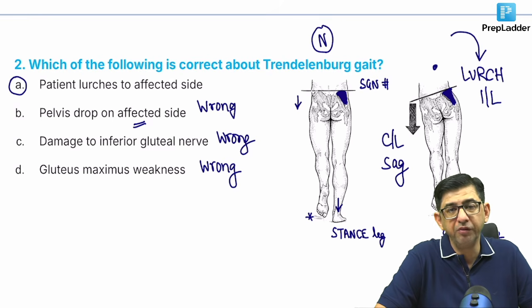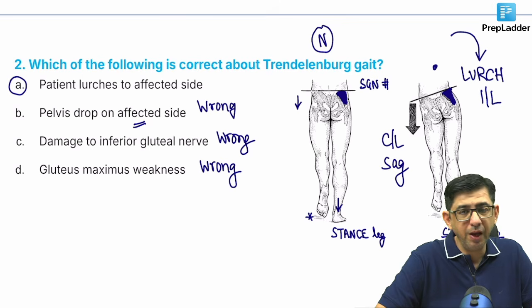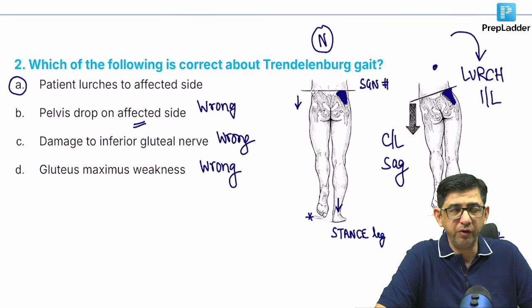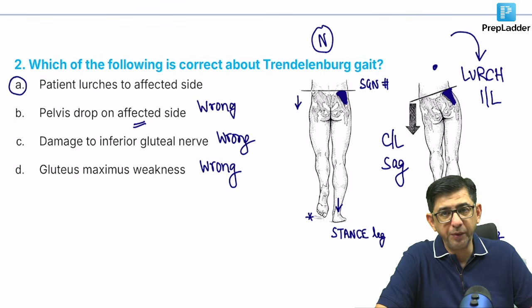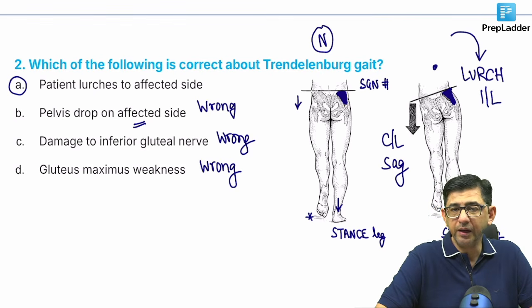I hope you were able to figure this out on the basis of exclusion, because most questions in the FMG exam nowadays are not based on direct facts. Even in orthopedics, what is he doing now? He is putting analytical kinds of questions.